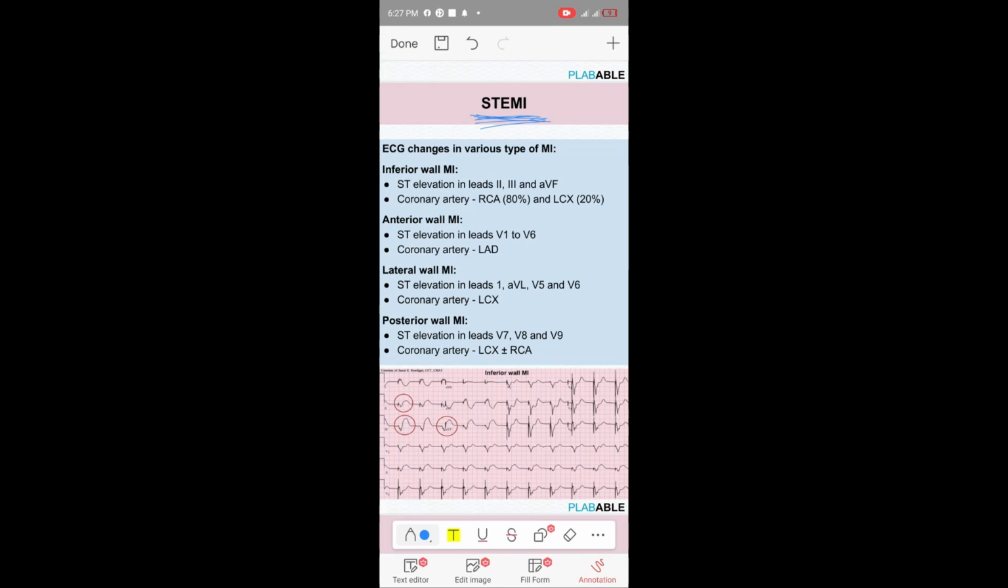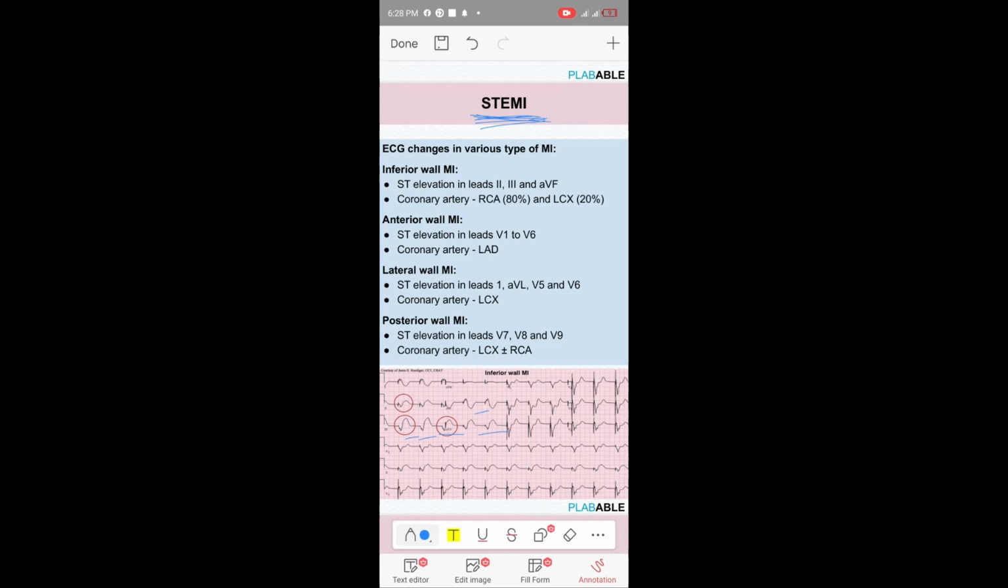So in STEMI, you can see ST elevations in leads 2, 3 and aVF, the inferior leads. You need 1 mm of elevation in all the leads except V2 and V3, where you need 2 mm of elevation in males greater than 40 years old. If they are less than 40 years old, 2.5 mm of elevation in V2 and V3. And for females, 1.5 mm of elevation. But generally, remember, 1 mm of elevation in 2 contiguous leads.